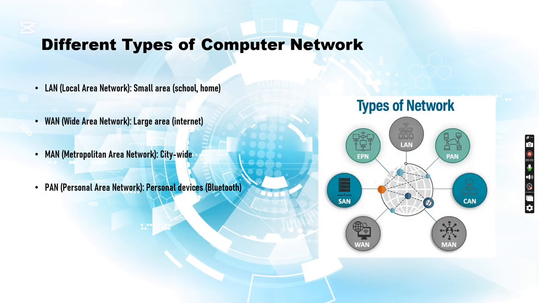Different types of computer network: LAN, local area network, a small area such as a school or home; WAN, wide area network, a large area, internet access; MAN, metropolitan area network, city-wide; PAN, personal area network, personal devices, Bluetooth or others, mobile hotspots.